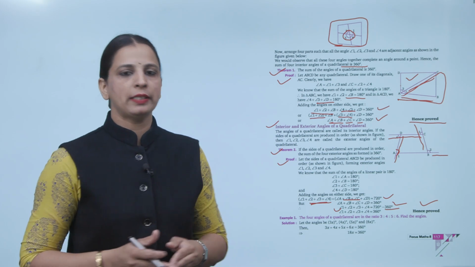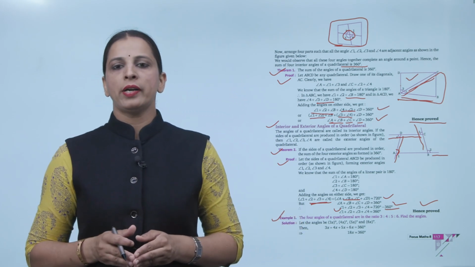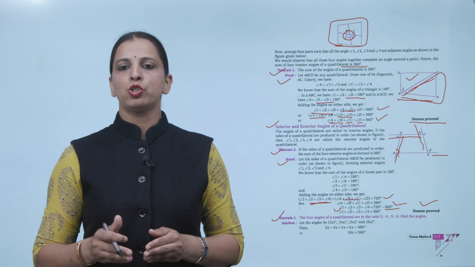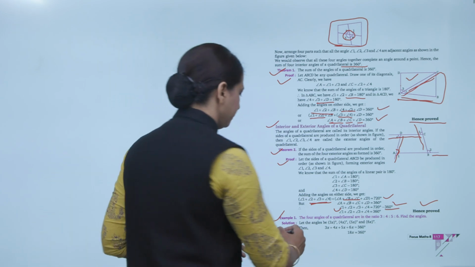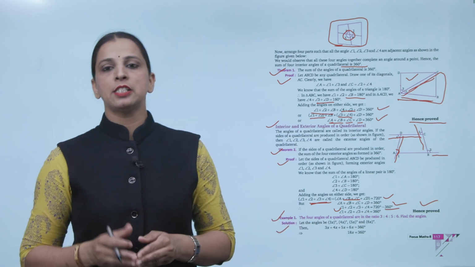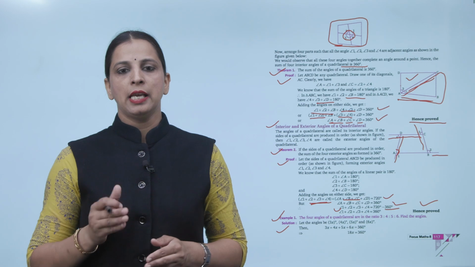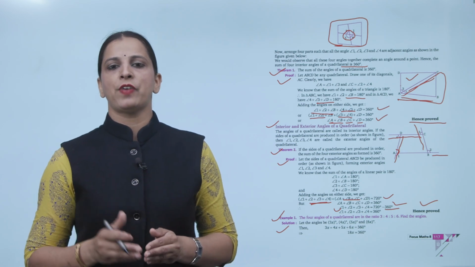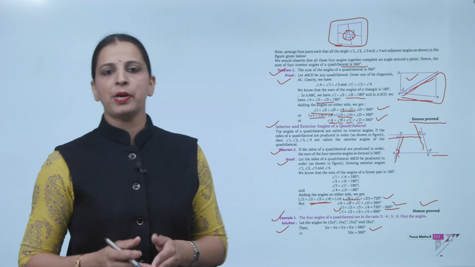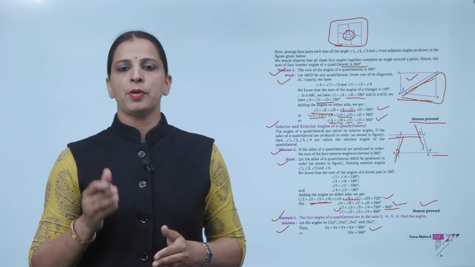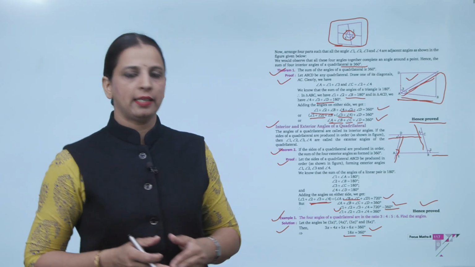Example करते हैं. Example 1. The four angles of a quadrilateral are in the ratio 3:4:5:6. Find the angles. Solution करते हैं इसका. Let the angles be 3x degree, 4x degree, 5x degree and 6x degree. Then 3x plus 4x plus 5x plus 6x is equals to 360 degree. Angle sum property. Now add किया x को सभी को, that is equals to 18x is equals to 360 degree.